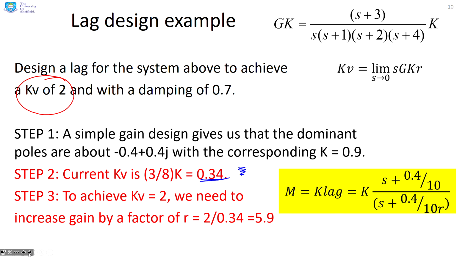Now to achieve a KV of 2, we need to increase the low frequency gain by a ratio basically of 5.9. So the lag compensator that I'm going to use, you can see I've put 0.4 over 10 in the numerator. And where's that 0.4 come from? It's come from this pole we had with the simple gain design. So that's where the 0.4 comes from. And then in the pole, I've put 0.4 over 10R, with R being this value, 5.9.